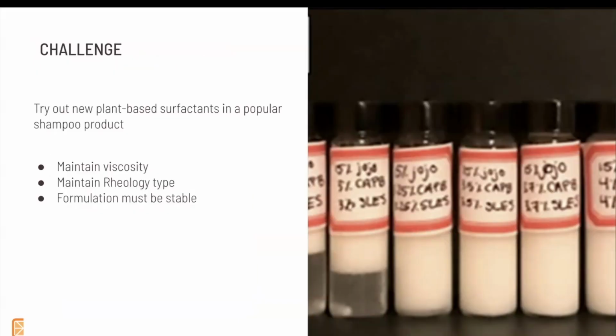So what I'd like to do today is to look at how AI can be used to do something like that. Let's imagine that we have a shampoo product. It's currently very popular, but we want to investigate the surfactants being used and try out some new plant-based surfactants. We need it to maintain its viscosity, maintain its rheology type, and of course the formulation must be stable. And as we know, stability tests can take a lot of time.